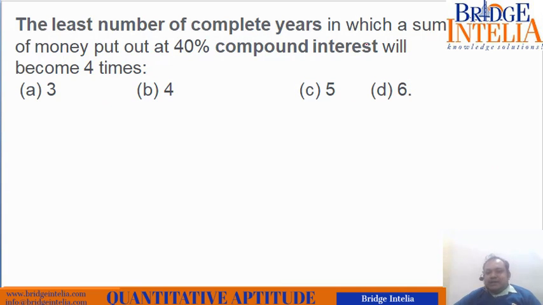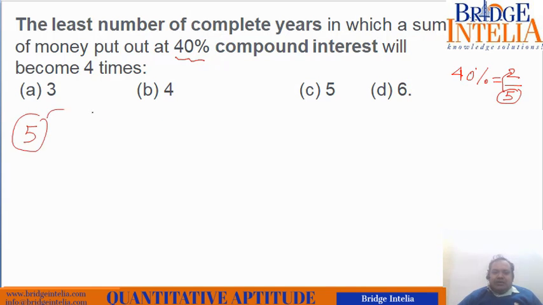The least number of complete years in which a sum of money put out at 40% compound interest will become 4 times. Now not double but 4 times. So what is 40%? 40% is equal to 2 by 5. It means if you deposit 5, bank is going to give you additional 2 units. So 7 units. So multiplication factor is 7 by 5.